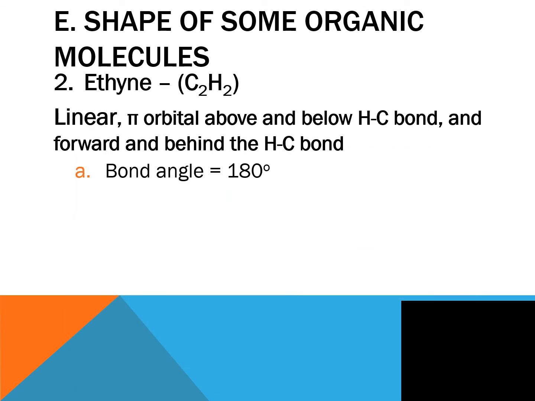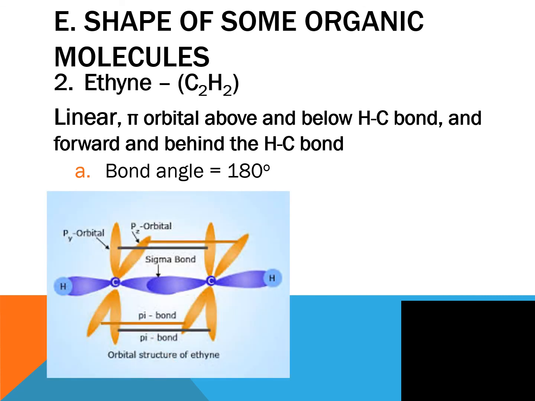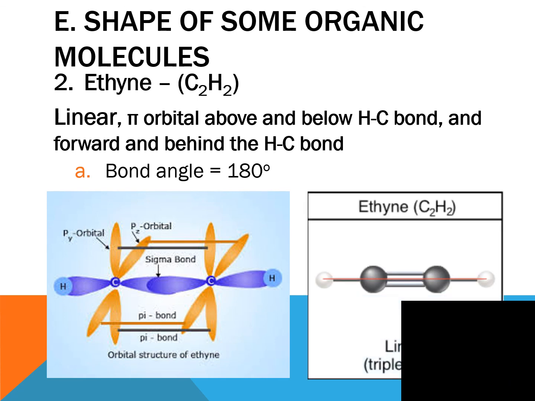Now ethyne, again, only has two bonds between the carbons and no lone pairs. So two bonds, no lone pairs is a linear shape, which is 180 degrees for ethyne because it forms a triple bond.